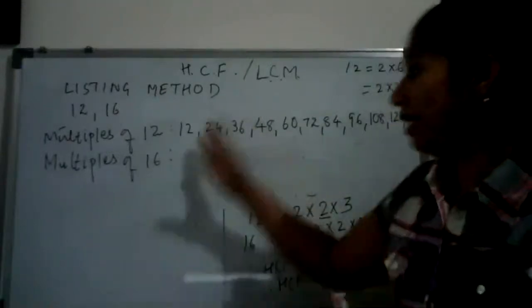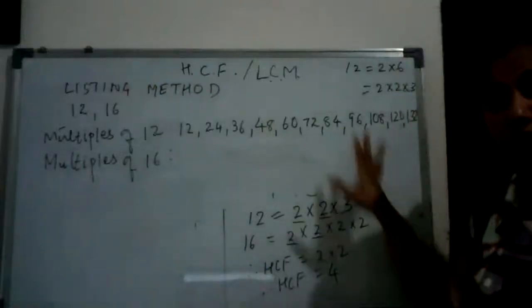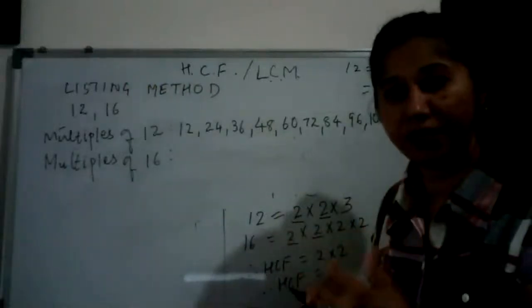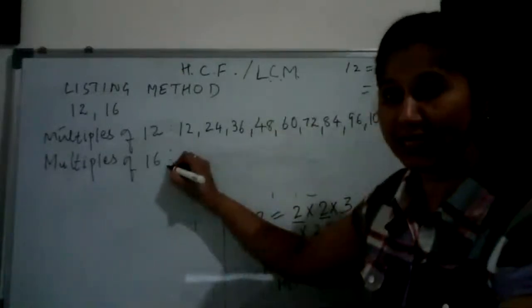Yes, the multiples of any number are infinite. This could go on and on. So you stop somewhere after some time. Write a few and let's see. So I'll go with the 16 table now.